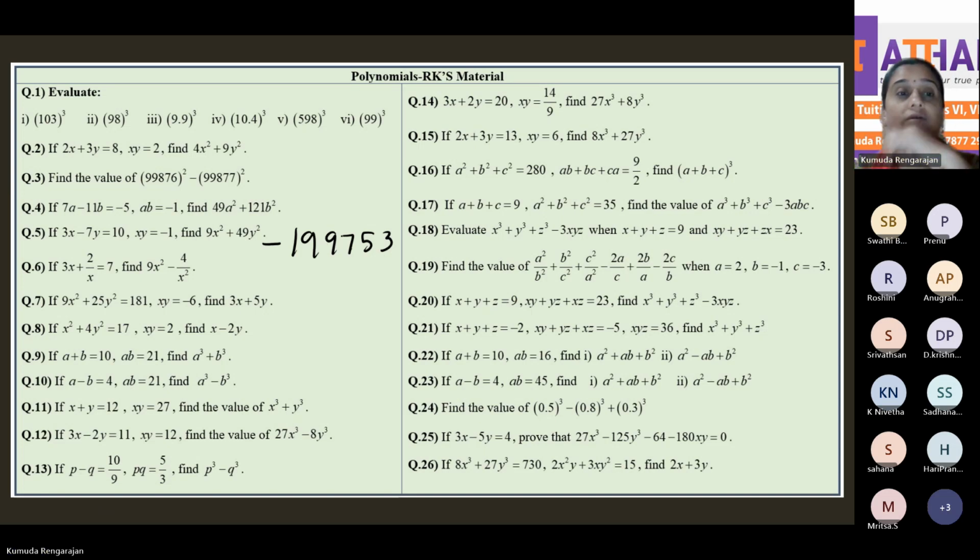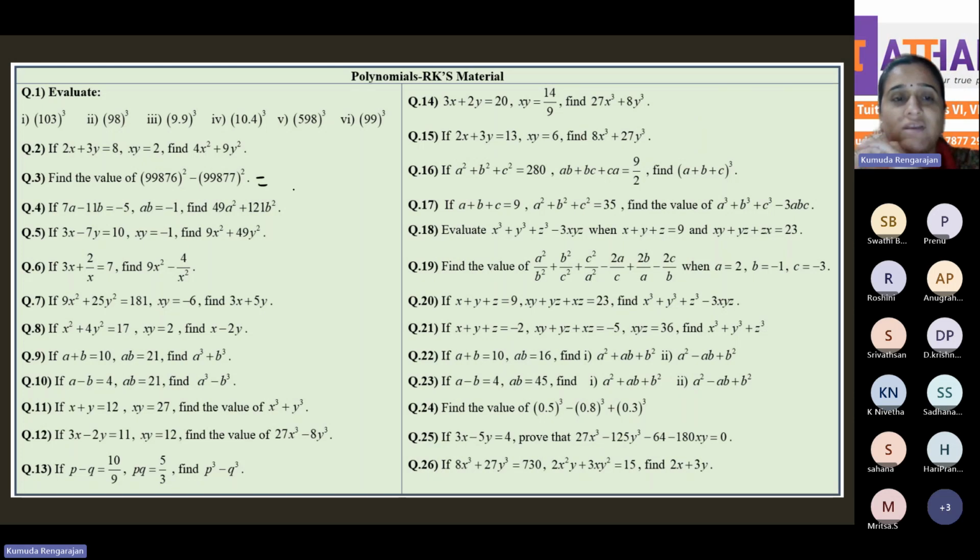Okay, so you found it. Just read out your steps, Swati. Ma'am, it's like a square minus b square equals a plus b into a minus b. So adding these two numbers, we get 199753, and subtracting those two numbers, we get minus 1, ma'am. Very good. Yes, perfect. So now this should be treated as a squared minus b squared.